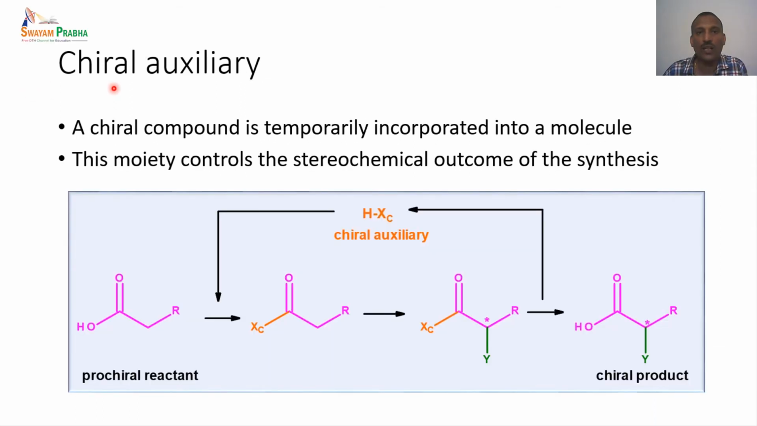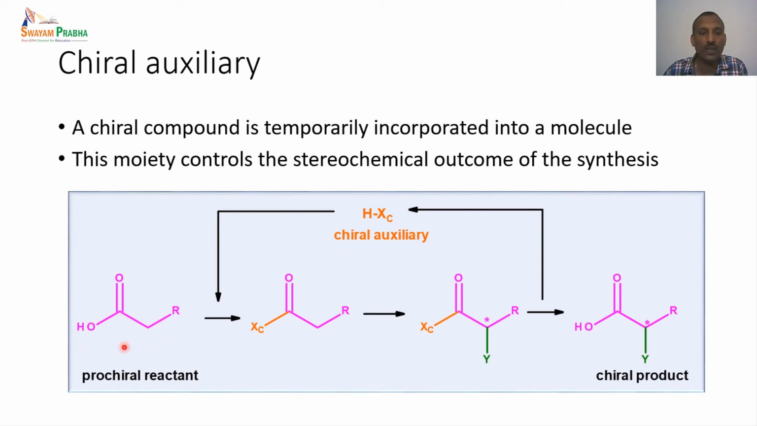So the next one is the chiral auxiliary. So what is a chiral auxiliary? This is basically a chiral compound that is temporarily incorporated into the molecule like a handle, and then that handle is removed after the separation is done. So this moiety basically controls the stereochemical outcome of that particular synthesis. Say for example, this schematic representation gives a rough idea of how the whole process works.